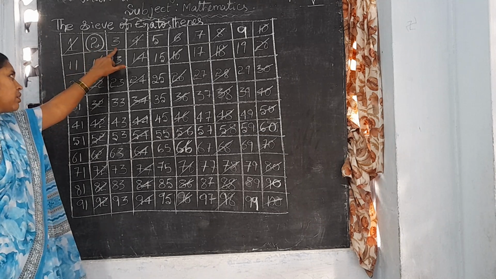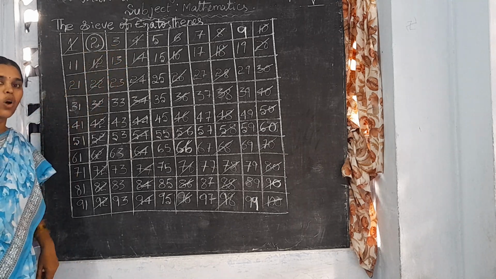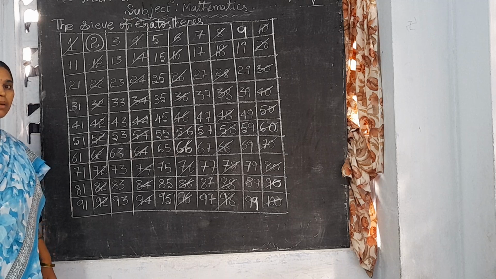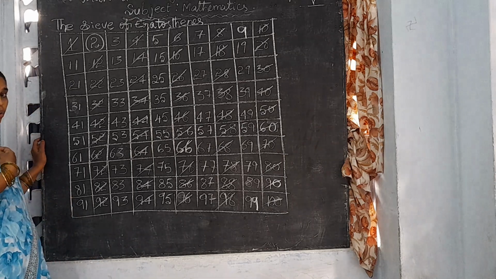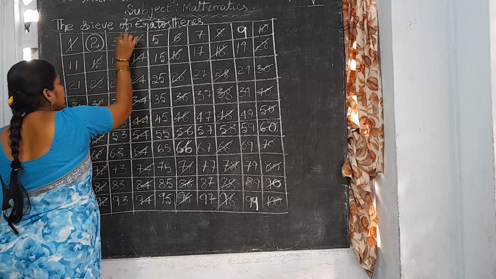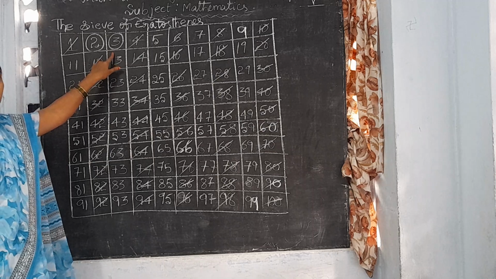Then go to 3. 3 has how many factors? 2 factors. What are those? 1 and the number 3 itself. So it is a prime number. So what do I want to do? I want to circle the 3. So I circle the 3. Clear?